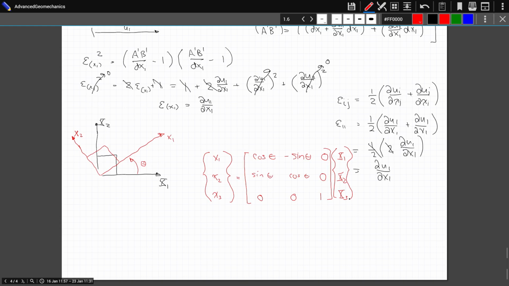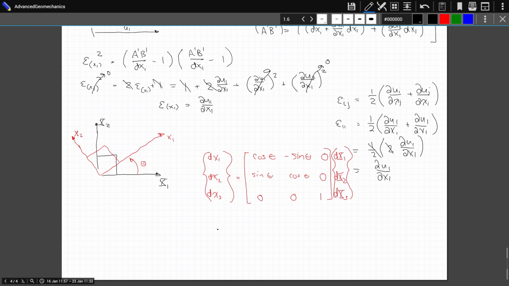Now, let's just imagine that these vectors are infinitesimal. That's an infinitesimally small cube. And these vectors are also infinitesimally small. So let's just put d's in front of them. So we have a vector equation then.